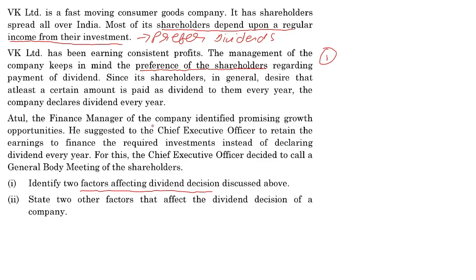Atul, the finance manager of the company, identified promising growth opportunities. He suggested to the chief executive officer to retain the earnings to finance the required investments instead of declaring dividend every year. And that is one more factor which would make a company think about whether or not to give dividend, or to reduce the amount of dividend, or to declare no dividend. Why? Because there are growth opportunities. So, growth opportunities is your second. All right. With that, we have finished answering part one and we have earned ourselves 1 mark.